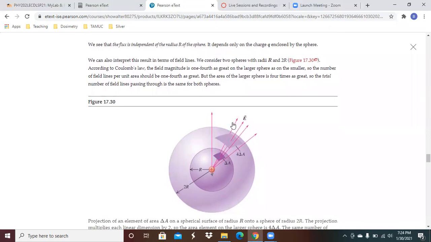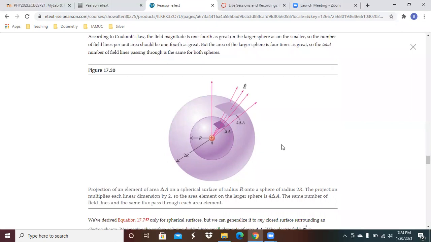So you can also interpret this result in terms of field lines. If you look at two spheres here with radius r and then something that's twice that radius, according to Coulomb's law, the field magnitude is 1/4 as great on the large sphere as it is on the smaller. So the number of field lines per unit area should be 1/4 as great. But the area of the larger sphere is 4 times as great. So the total number of field lines passing through is going to be the same for both spheres.